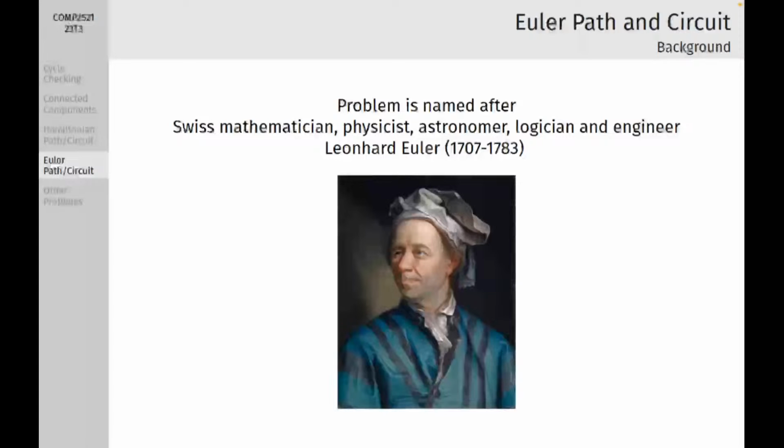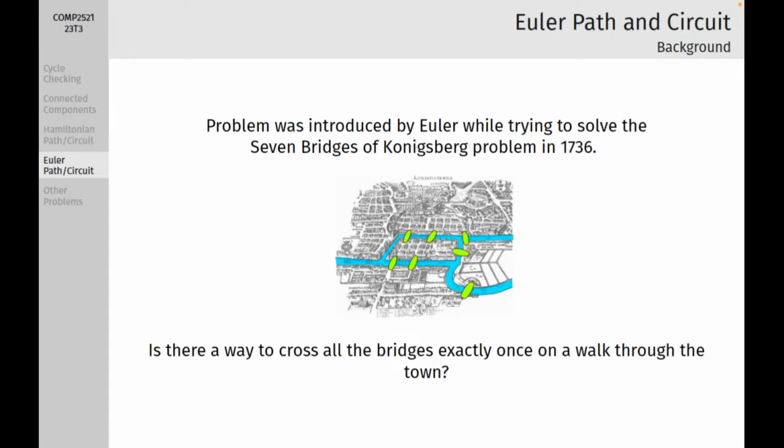Okay, so a little bit of background on this problem. So the problem is named after Leonhard Euler, right? You might have seen him in like other math courses. And when did he come up with this problem, right? So the problem was introduced by Euler when he was trying to solve this 7 bridges of Königsberg problem, right? So you have 7 bridges, right, connecting different parts of the town, and the problem was, is there a way to cross all the bridges exactly once on a walk through the town?